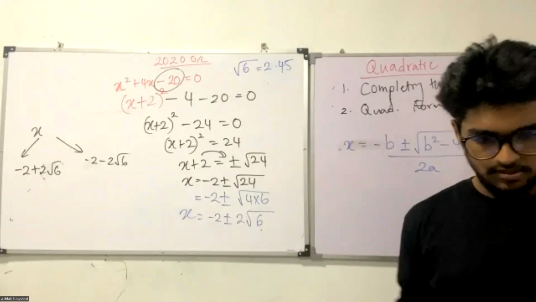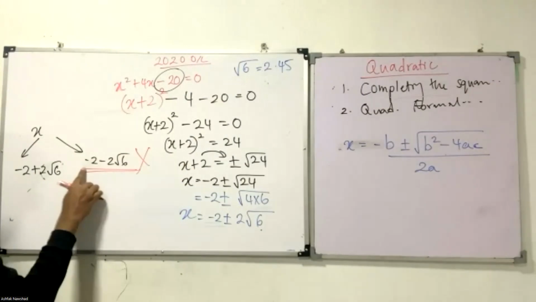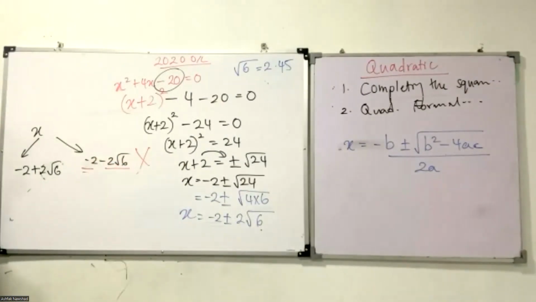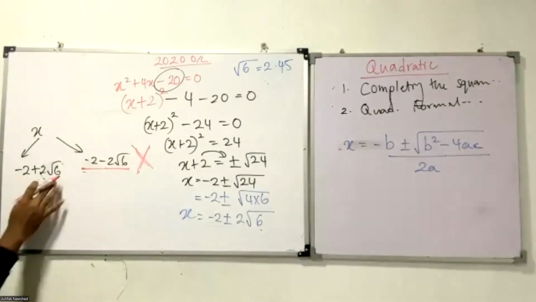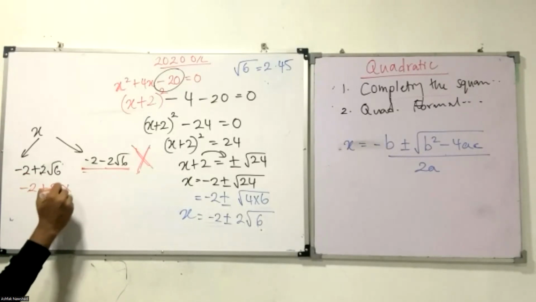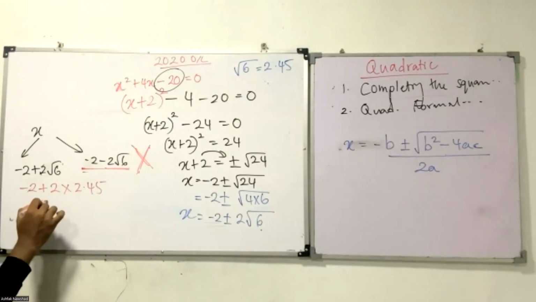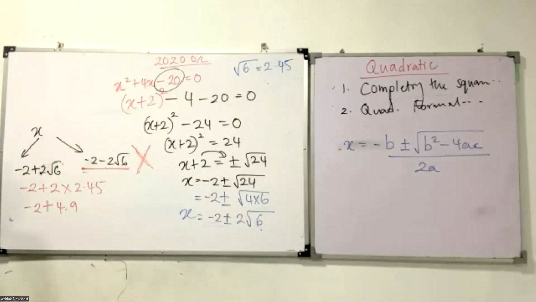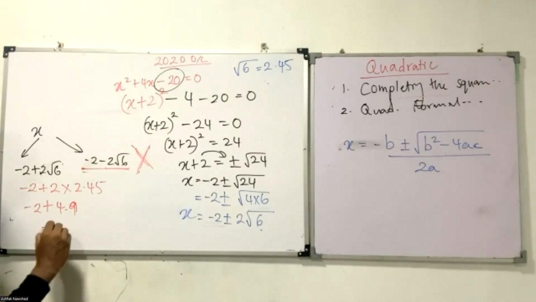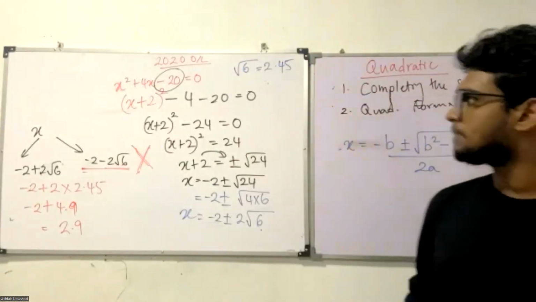The false answer is the negative one, because a length cannot be negative. Minus 2 minus 2 root 6 is negative. This cannot happen. A length can never be negative. So this is the answer: minus 2 plus 2 root 6, which is minus 2 plus 2 times 2.45. So minus 2 plus 4.9. What is minus 2 plus 4.9? It's 2.9. This is the value of x. This is the perpendicular height.